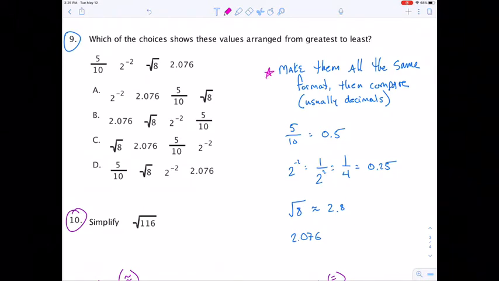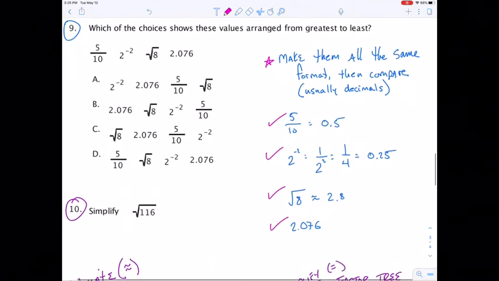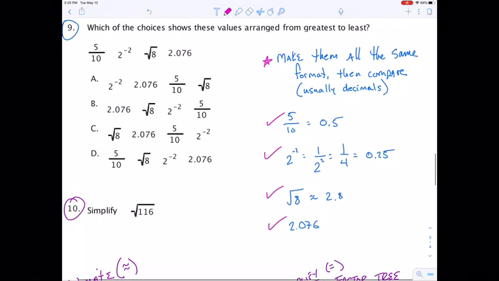We would make them all into the same format, and then we would compare, and that same format would normally be decimals. So using some long division or using a calculator, I turned each one of these into a decimal. And at that point, I could pretty easily compare them. Just be careful which one it's asking for. This one says greatest to least. So the biggest one comes first.